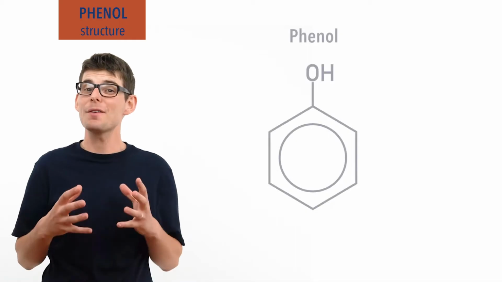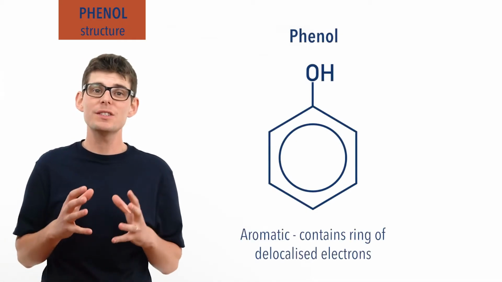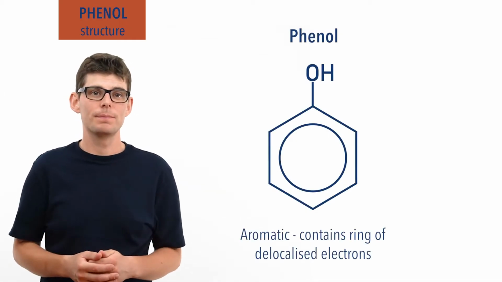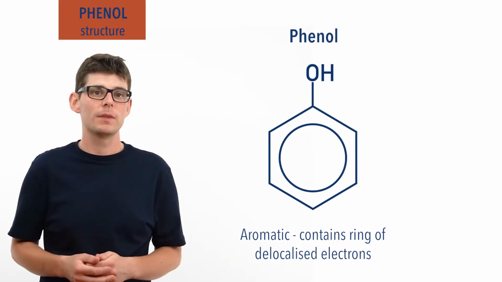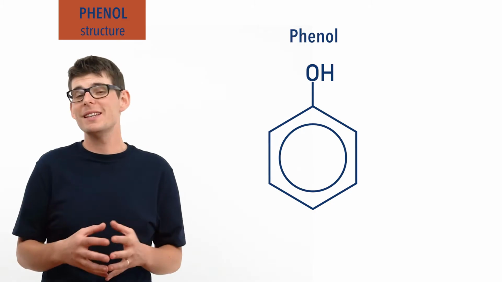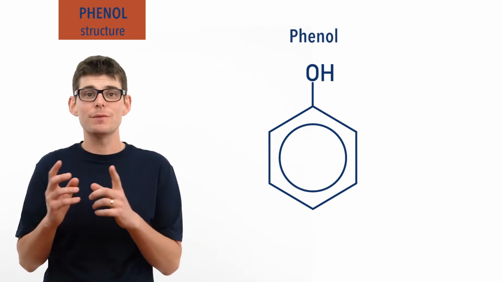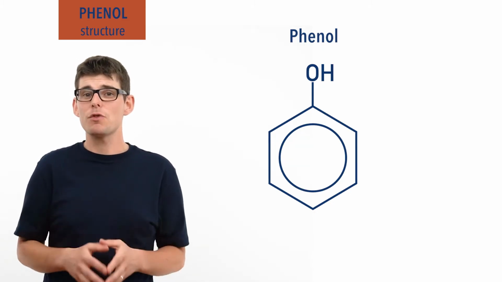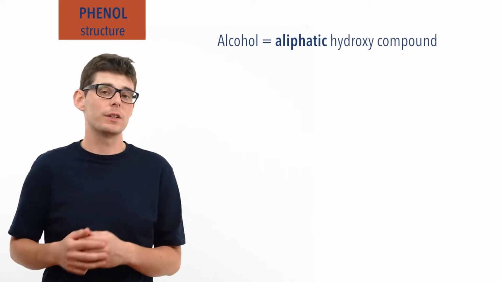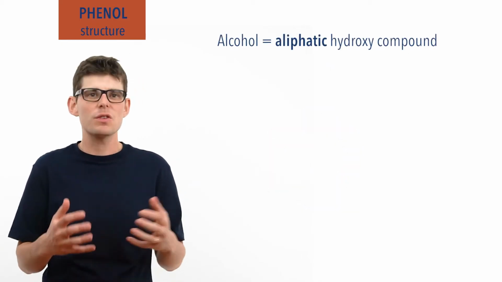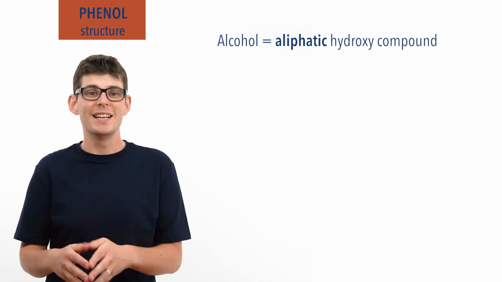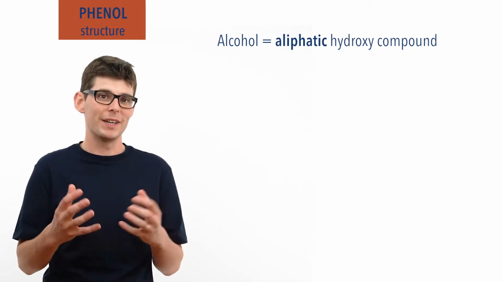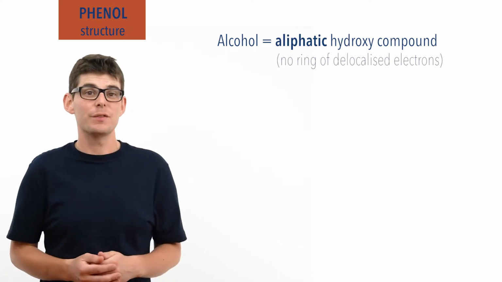Recap done, let's go. Phenol is an aromatic compound, so contains a ring of delocalized electrons. It is essentially a benzene ring with an OH group attached. At first glance, phenol appears to be an alcohol, but this isn't the case. In organic chemistry, an alcohol is an aliphatic hydroxy compound. This is just a complicated way of saying an OH group is bonded to a hydrocarbon chain that has no delocalized electron ring in its structure, just like ethanol.